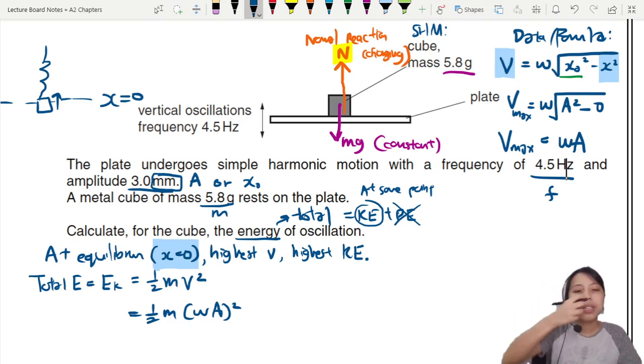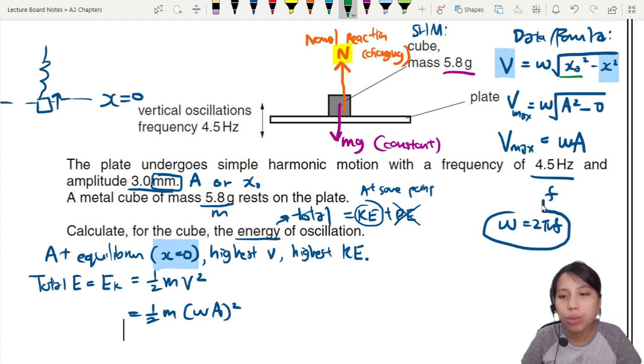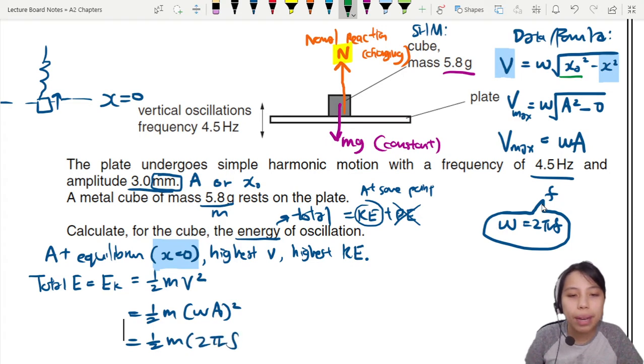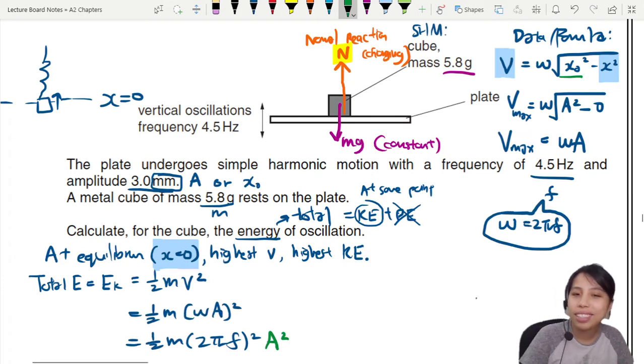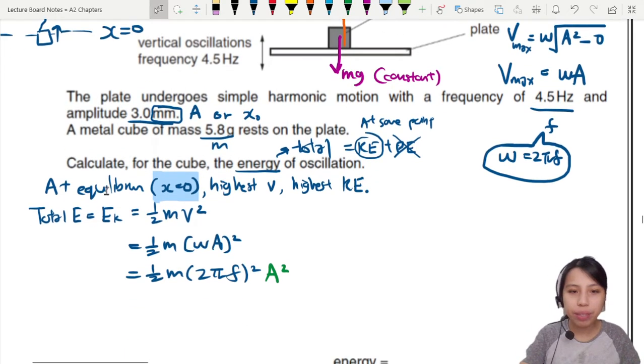Alright, let's continue. So we can plug in, wait, we don't know omega. Oh, we have f. Omega can be found with omega equals to 2 pi times f. Remember this. We can use this to find our frequency. So we sub in another equation. So this will be half m, 2 pi f square a square. Ooh, it's a sudden change in color. Okay, so let's find the total energy now that we have all these things here. Need a little bit more space. We can go down a bit.